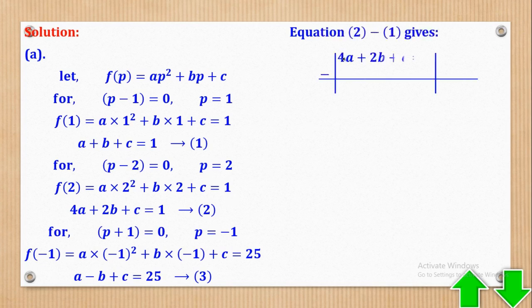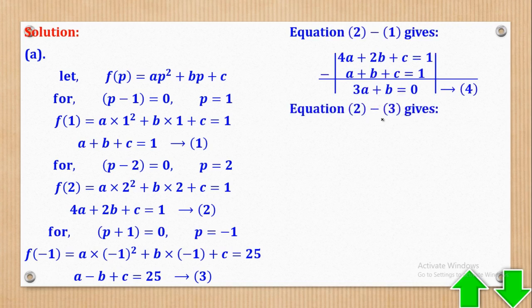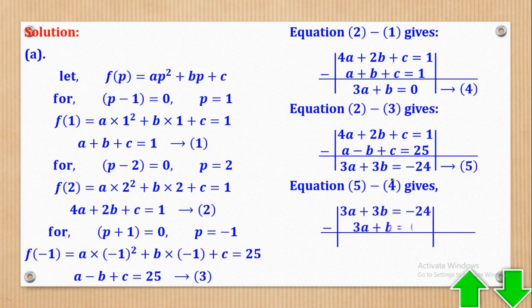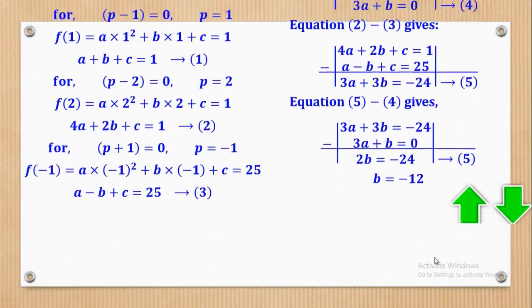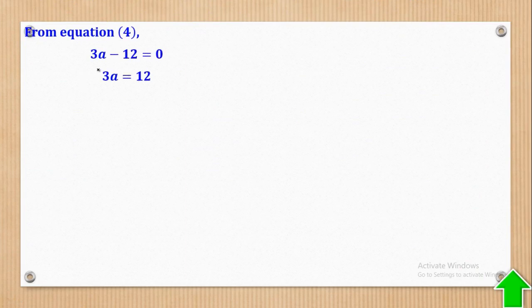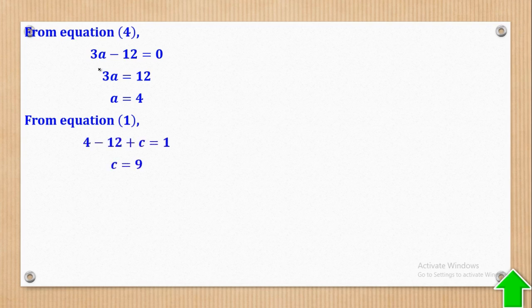Equation 2 minus equation 1 will give me 3a plus b equal to 0, and that will be equation 4. Then equation 2 minus equation 3 will give me 3a plus 3b equal to negative 24, and that is equation 5. Then equation 5 minus equation 4 will give 2b equal to negative 24, therefore b is equal to negative 12. From equation 4, I'll be able to get the value of a as 4. And from equation 1, I'll be able to get the value of c as 9. Therefore, fp will be equal to that.